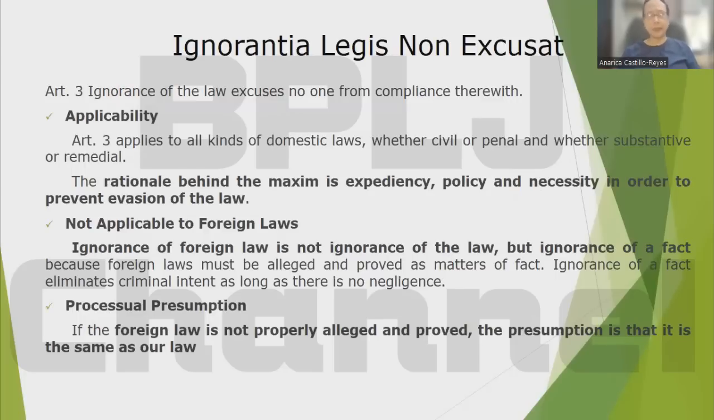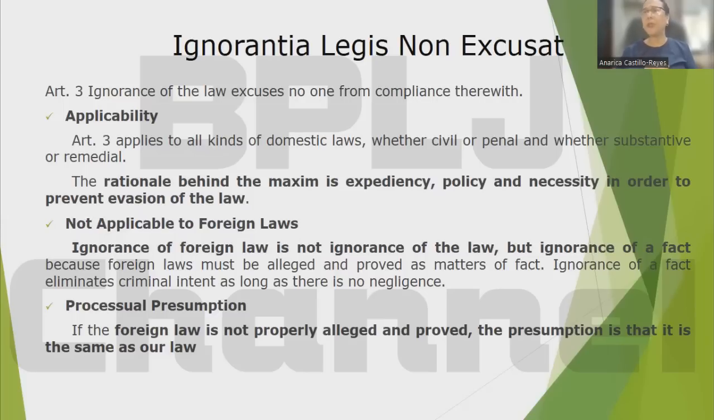Okay, so Article 3 provides us the reason why there is a need for the publication of laws in order for it to be effective. Why? Because ignorance of the law excuses no one from compliance therewith. Once the law is published, any person is presumed to know the law. Okay? Applicability, it applies to all kinds of domestic laws, whether civil or penal, whether substantive or remedial. The rationale is expediency, policy, and necessity in order to prevent evasion of the law.